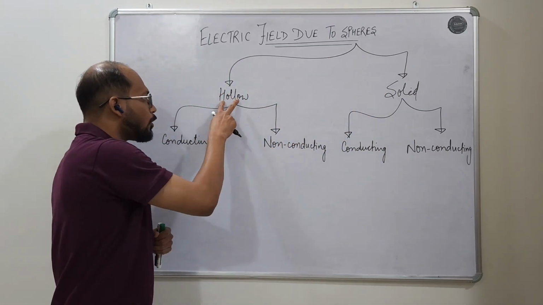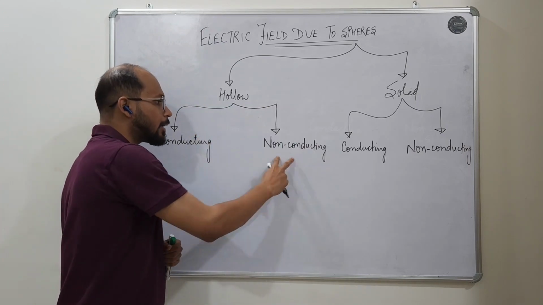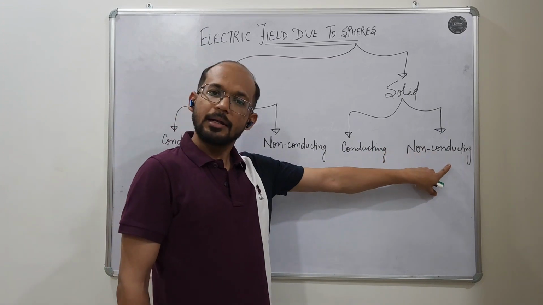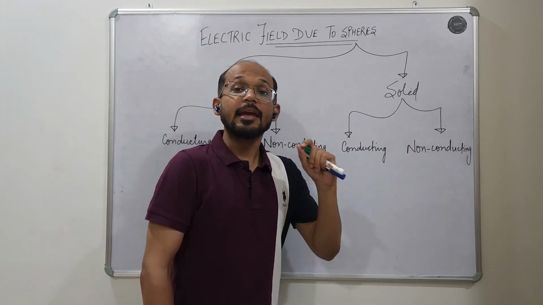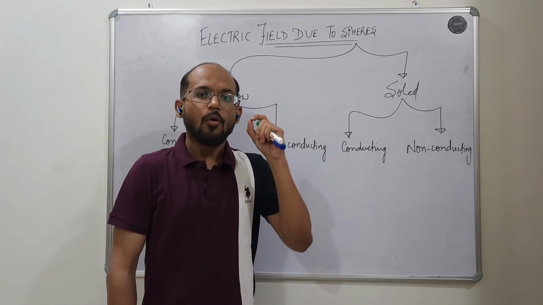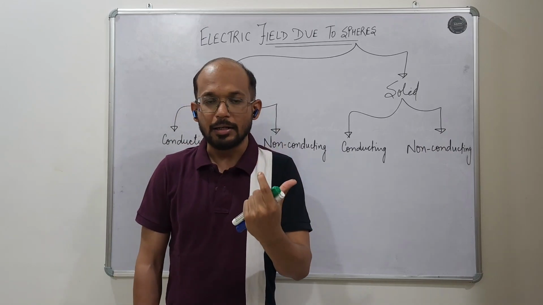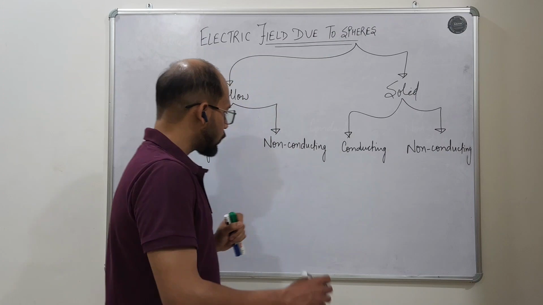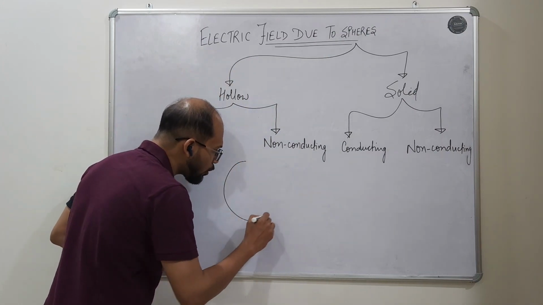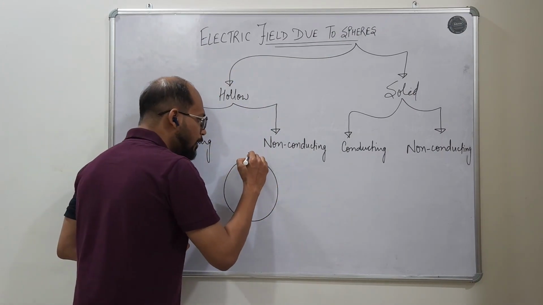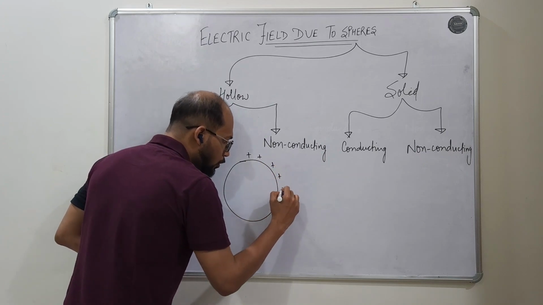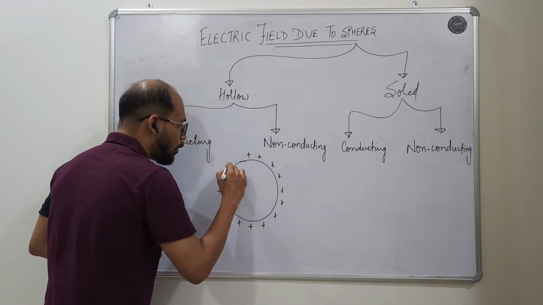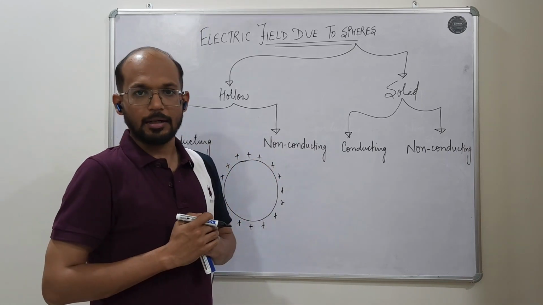Now, a hollow sphere can be divided into two parts, conducting and non-conducting. The same solid sphere can also be divided as conducting and non-conducting. And in case of conductors, we know that whatever charge we give to a conductor, that charge always resides on the surface of the conductor. So if we take a hollow conducting sphere and give any charge to this sphere, then these charges will reside only on the surface of the conductor.